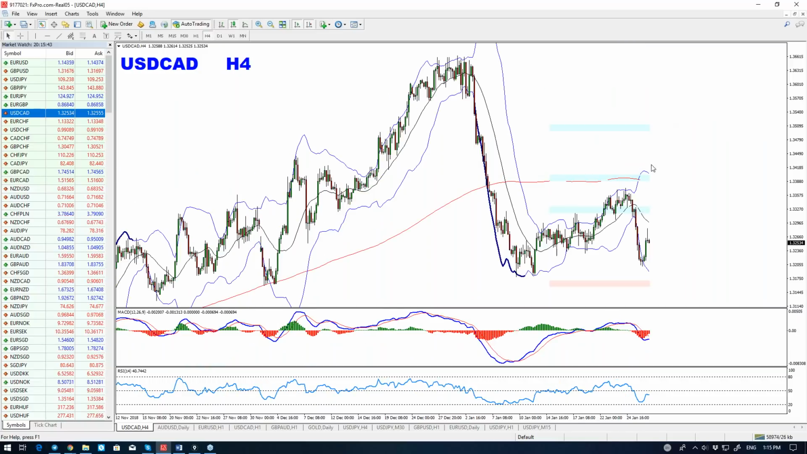So basically, for us, the bottom line, as long as we are below that, sell the rallies could be a good plan. Okay? That's for the dollar versus the Canadian.